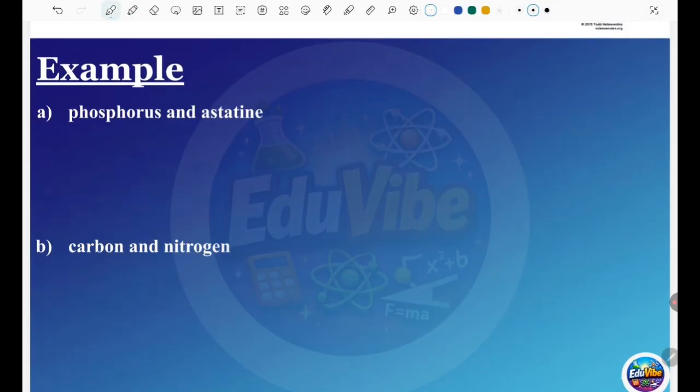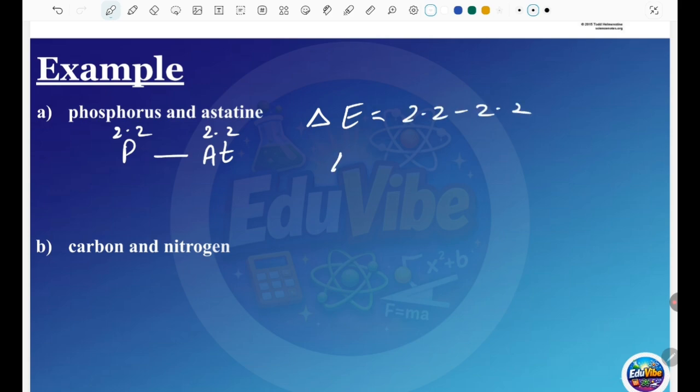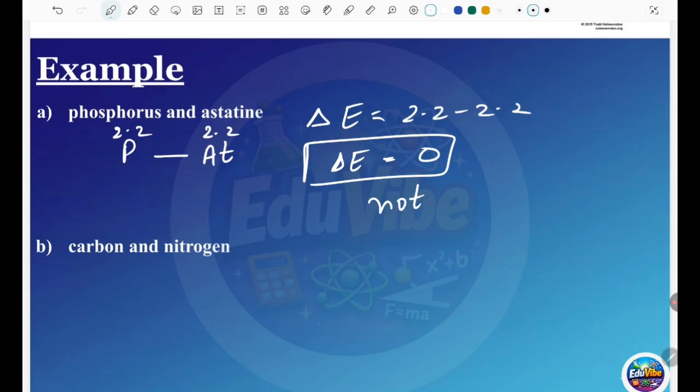We have two elements, phosphorus and astatine. Phosphorus is noted by P, astatine is noted by At. If you see the periodic table in your data booklet, you will see that P has an electronegativity of 2.2 and astatine has 2.2 as well. So when we take the difference, we get zero. This means the bond is neither polar nor non-polar.